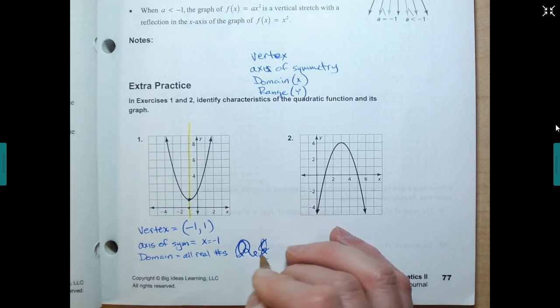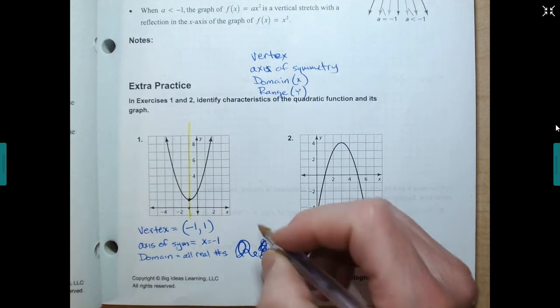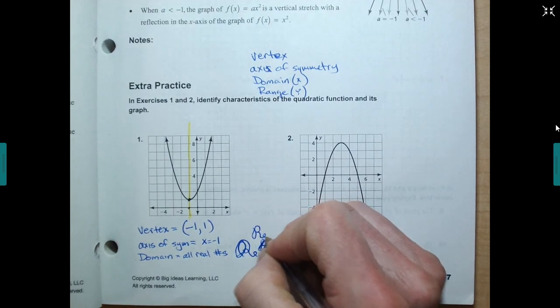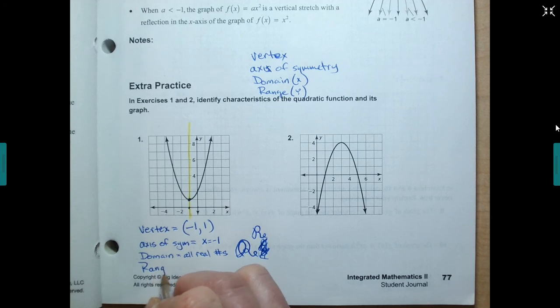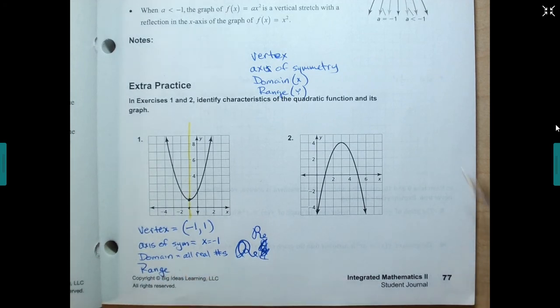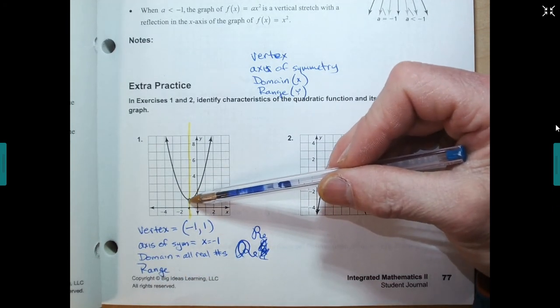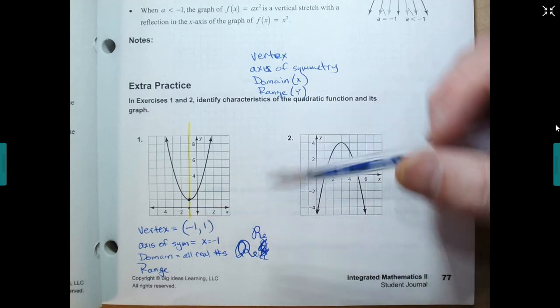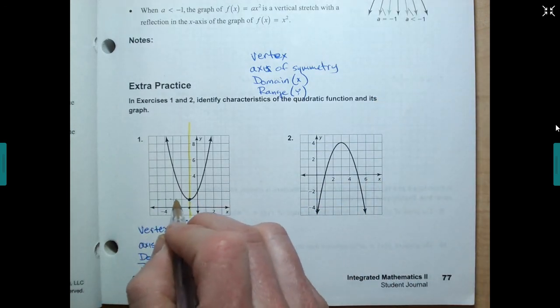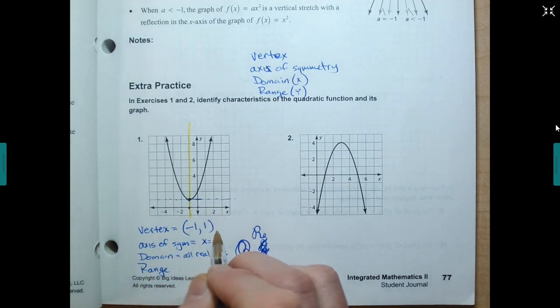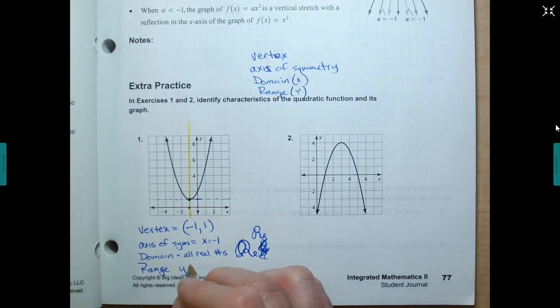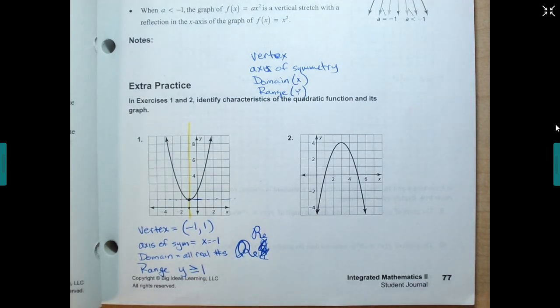I forget how to write that cursive R that they were doing. Anyways, it's all real numbers. And then the range, which is your y values. But look, there are no y values down here. There are no y values below this point, which is 1. So y is greater than or equal to 1.